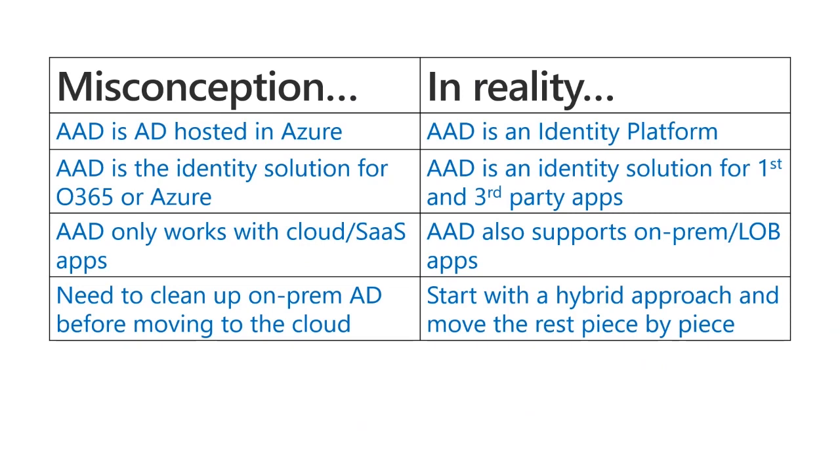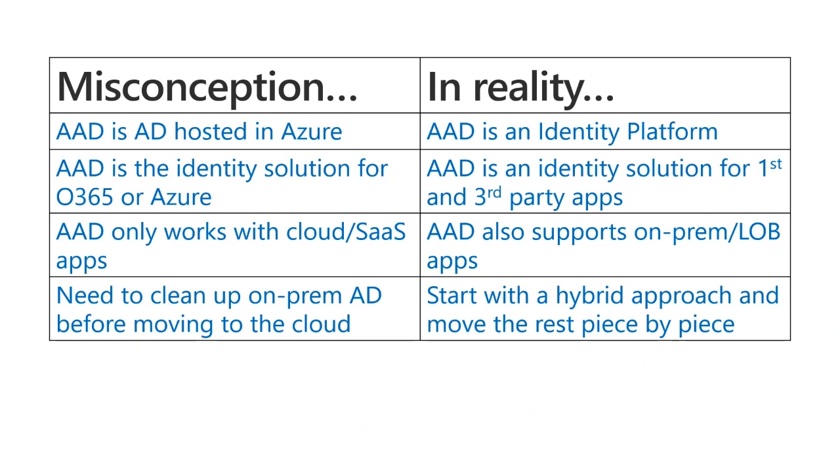So Azure AD could be the identity platform for any of those applications. And that goes alongside the myth that Azure AD only works with cloud SaaS applications. That's not true. As I said, you could use Azure AD to SSO to your on-prem Kerberos applications if you want. And then the last one: you need to clean up your on-prem Active Directory before you can move to the cloud. This is not entirely true.